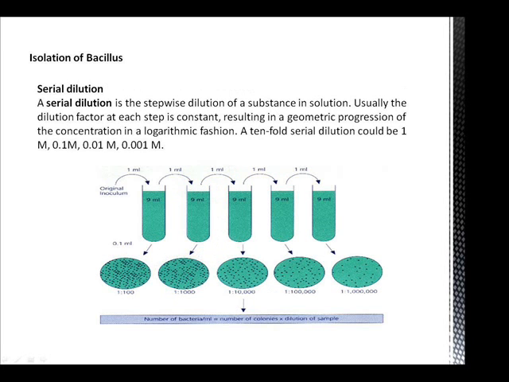To isolate Bacillus, pulse industry waste is taken as the source and isolation is done by serial dilution. Serial dilution is the stepwise dilution of a substance in a solution. Usually the dilution factor at each step is constant, resulting in a geometric progression of concentration in a logarithmic fashion. A tenfold serial dilution could be 1 molar, 0.1 molar, 0.01 molar, etc.